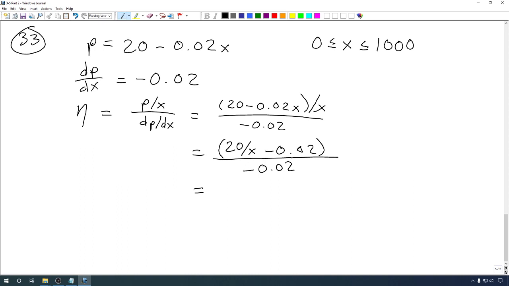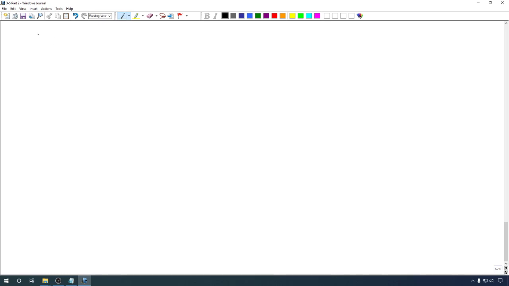Of course, that makes this part here plus 1. That part is nice and easy. This part over here will still have the x on the bottom. We will have a negative. And what is 20 divided by 0.02? Turns out it's 1,000. So we have negative 1,000 over x plus 1. Of course, when we take the absolute value of this, we're just going to have the absolute value of 1 minus 1,000 over x. We want to compare this to 1 to find out where it has unit elasticity. So where is this thing equal to 1?